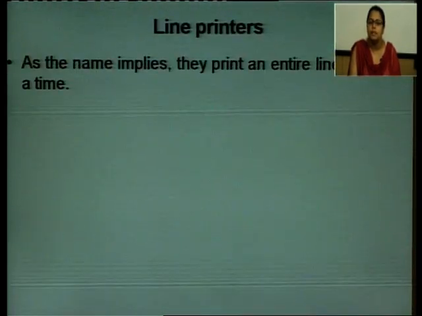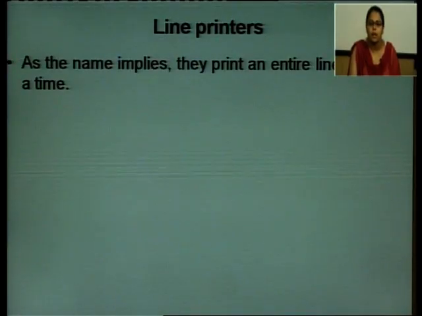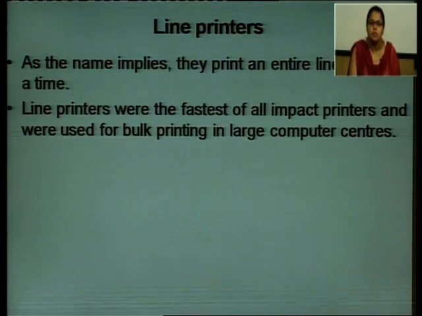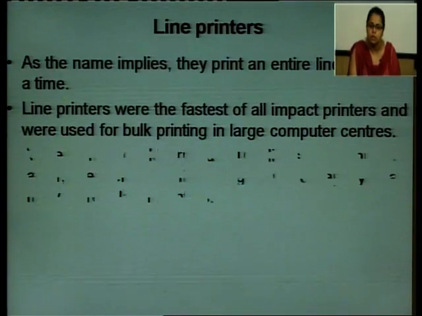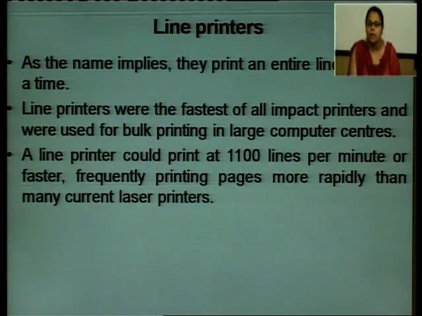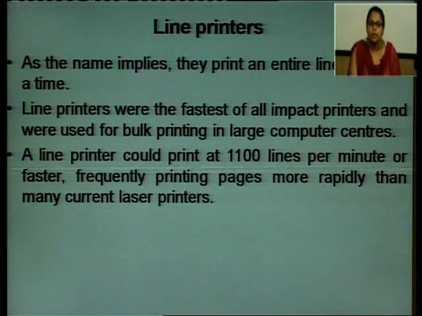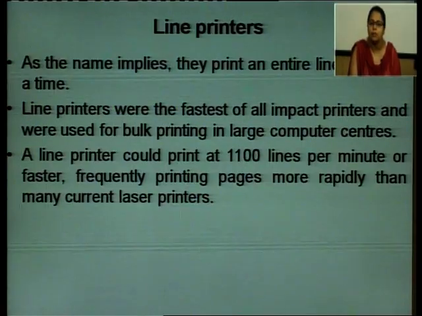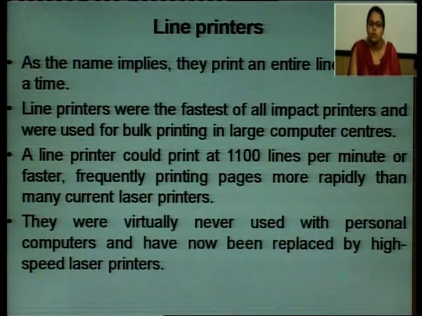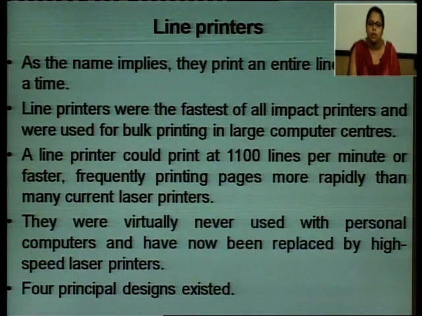Line printers, as the name implies, print an entire line of text at a time. They were the fastest of all impact printers and were used for bulk printing in large computer centers. A line printer could print at 1100 lines per minute or faster, frequently printing pages more rapidly than many current laser printers. They were virtually never used with personal computers and have now been replaced by high speed laser printers. Four principal designs of line printers existed.